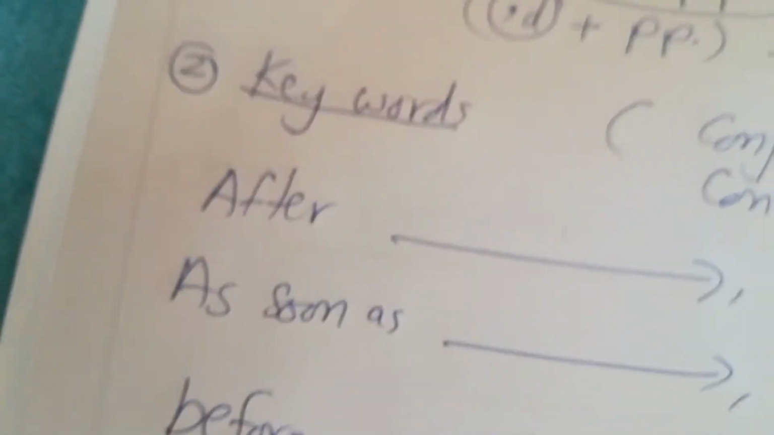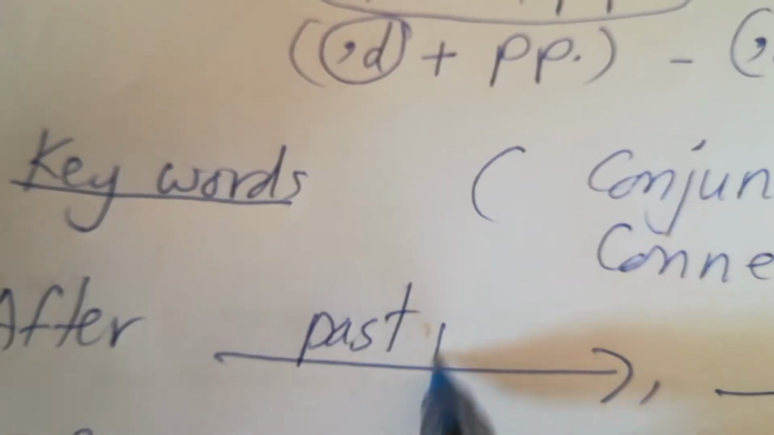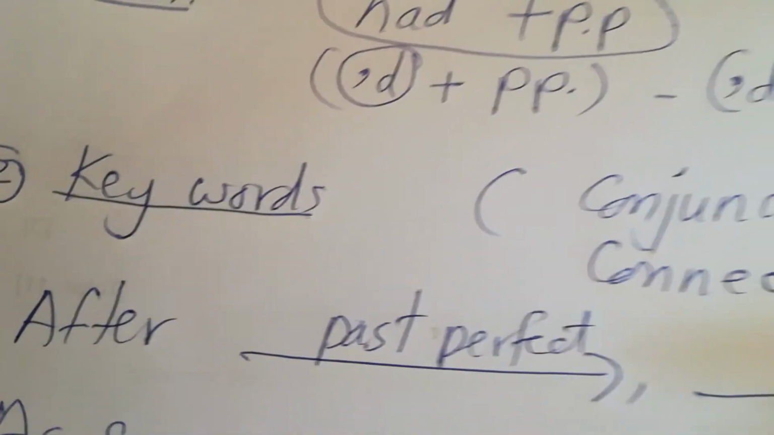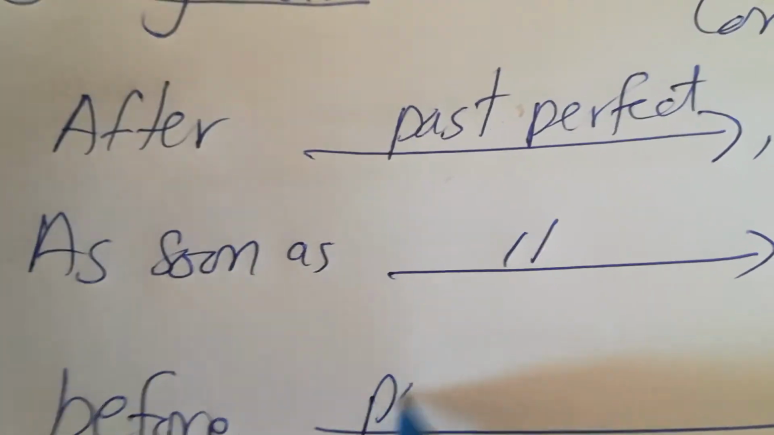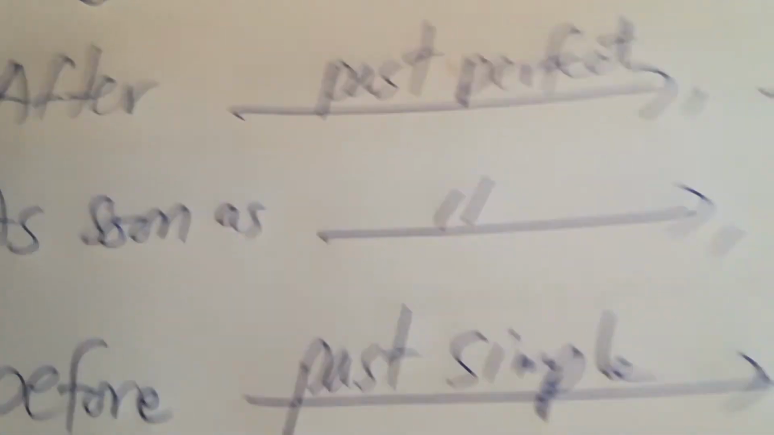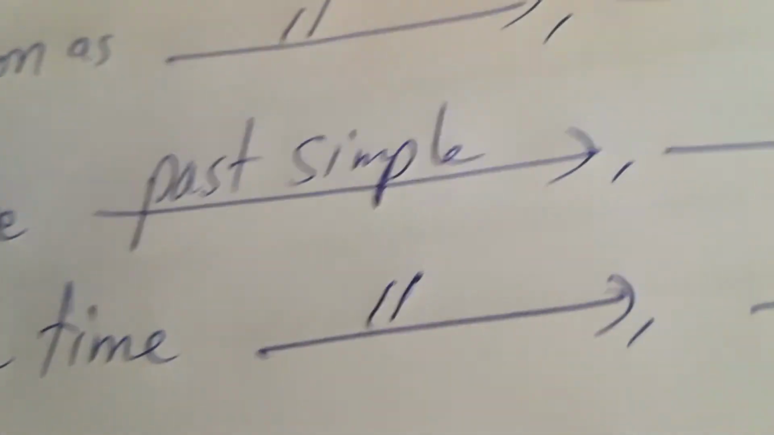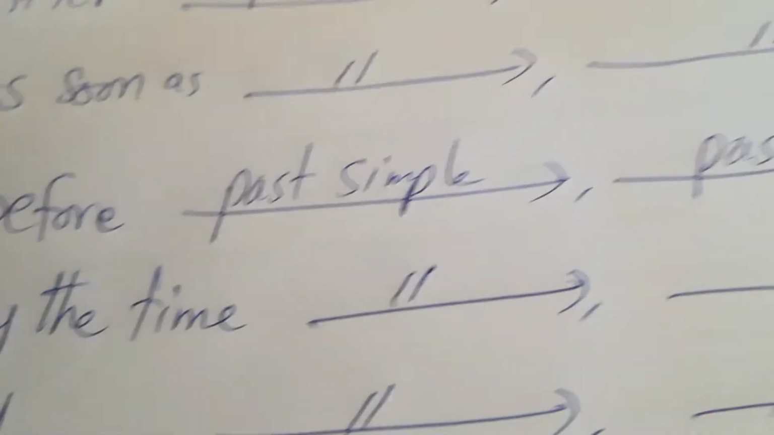Here, the conjunction after, we should use past perfect after it. Here I say past simple. As soon as, the same: past perfect, past simple. Before: past simple, here I say past perfect. By the time, equal in meaning to before, also past simple, past perfect. When, the same: past simple, past perfect.